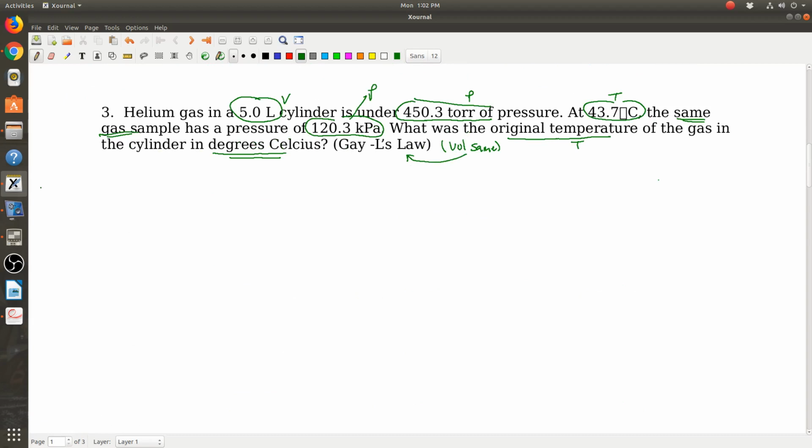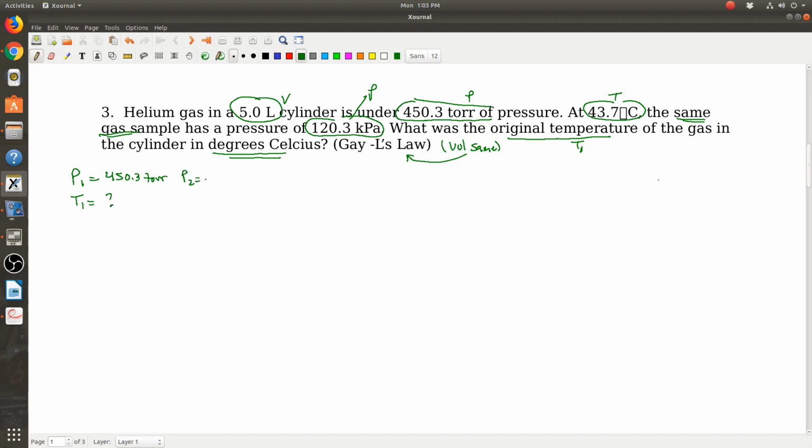So let's write out the P1 and all that, okay? So P1, first pressure is 450.3 torr. And the T1 is 43.7 degrees Celsius. Is that right? I don't think I read that right. Helium gas in a 5-liter cylinder is under a pressure of this. At 43.7 degrees Celsius, the same sample is under a pressure of 120.3. So no, this is not the first temperature. I also know because it says what was the original temperature. That would be T1. So in this case, I'm actually going to be looking for T1.